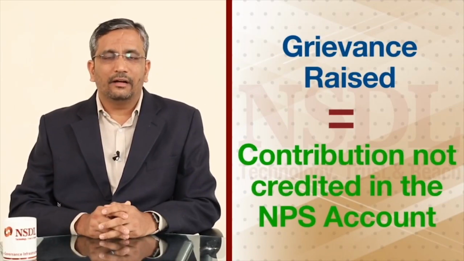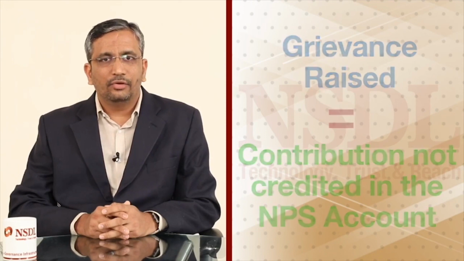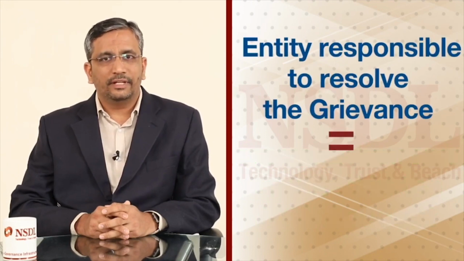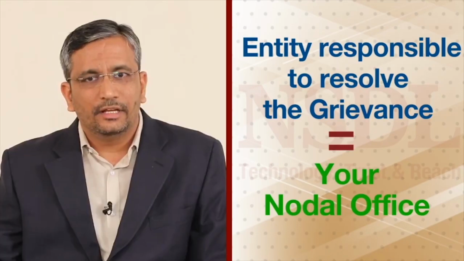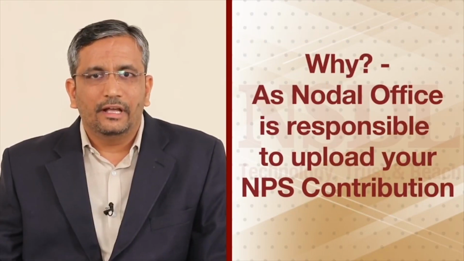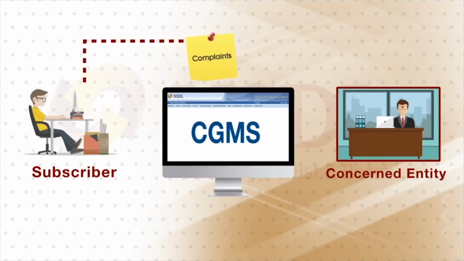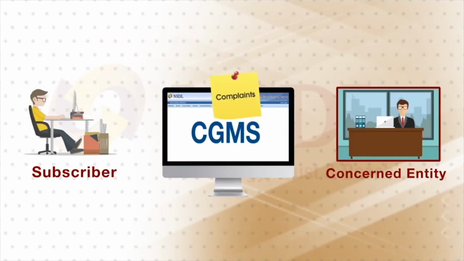The responsibility to resolve the complaint lies with the entity against which the complaint has been registered. For example, if in a certain month the contribution has not been credited in your NPS account, then the responsibility for the complaint resolution lies with your nodal office, because it's your nodal office that uploads your contribution in your NPS account. Any entity against which a complaint is lodged, that complaint is sent immediately to that entity through CGMS so that it can be resolved as soon as possible.